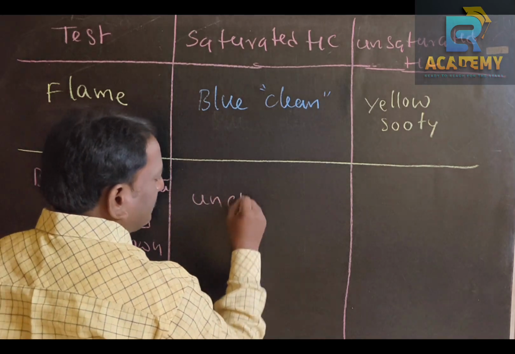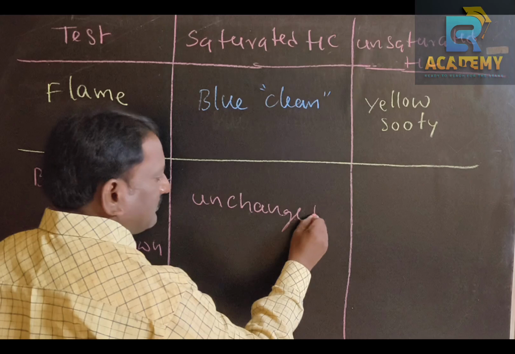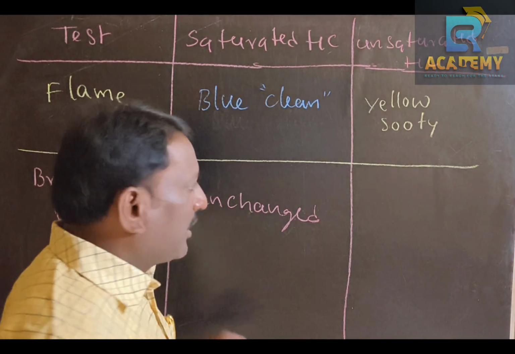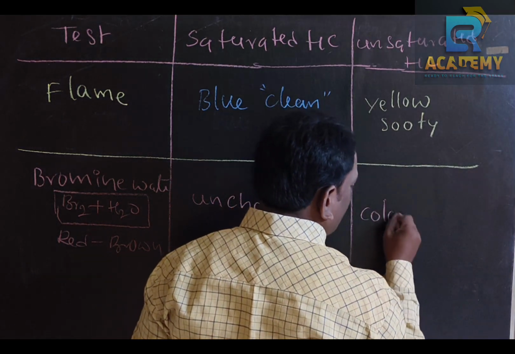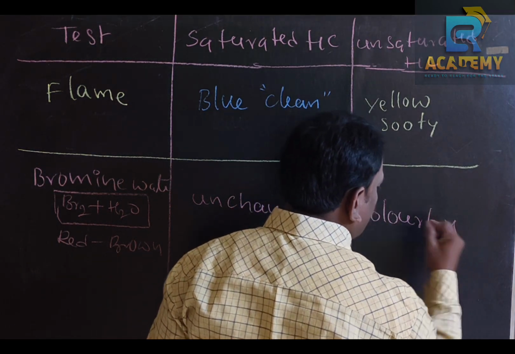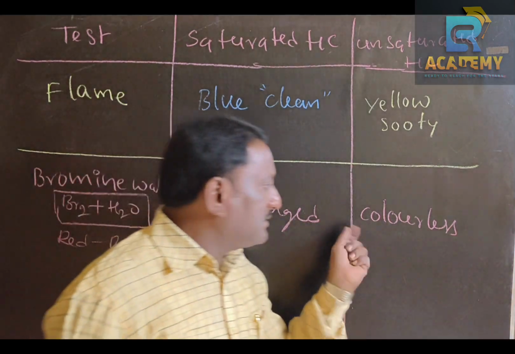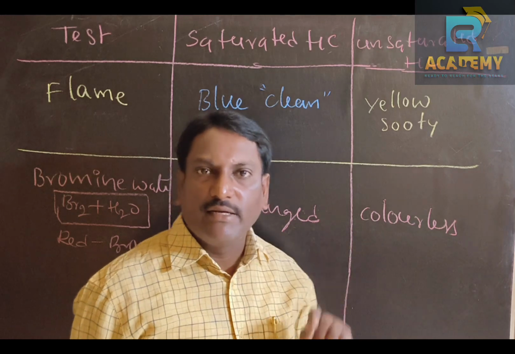Unchanged. In case of unsaturated hydrocarbons, it becomes colorless. Reddish brown bromine water turns colorless in the presence of unsaturated hydrocarbon.